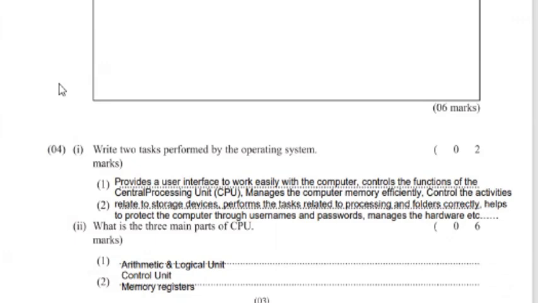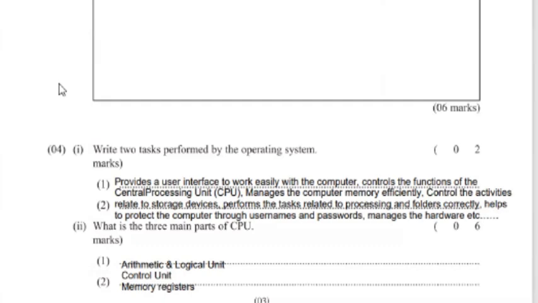Control the functions of the central processing unit. If you answer similar or get the meaning like this, give marks. Manage the computer memory efficiently. Check with your answer. Control the activities related to storage devices and perform the tasks related to processing and folders correctly. It's a kind of file management.